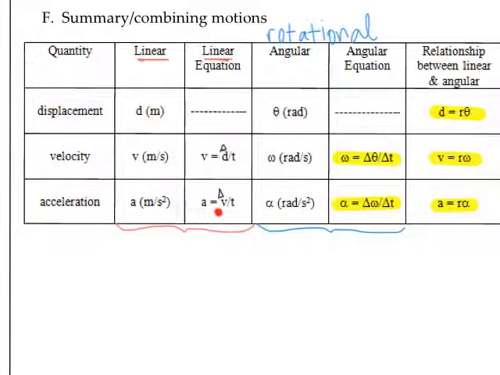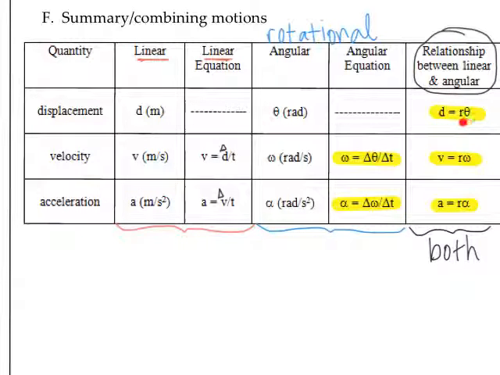And then for our formula, linearly, we had acceleration as the change in velocity over time. Now rotationally or angularly, we have change in angular velocity over time. And now our last column shows us how the linear and the angular are related to each other so that both of them are in the same formula. As you can see, to get from angular to linear, we simply multiply the angular version of our quantity by the radius every time, and that would give us the linear version that we're used to.